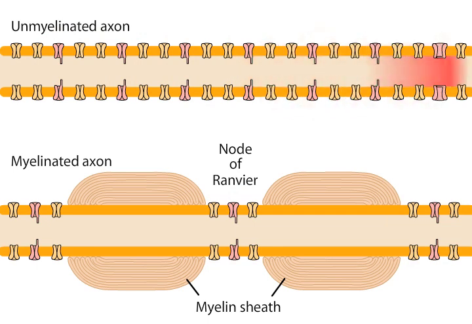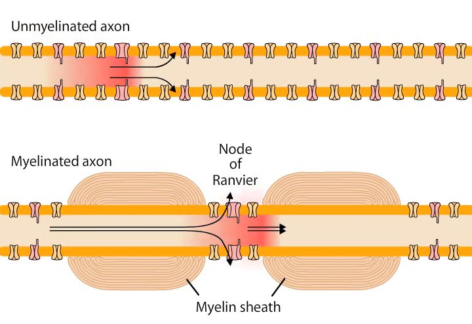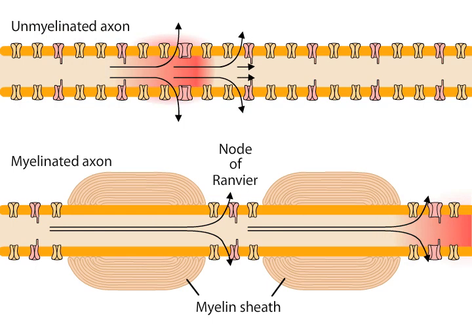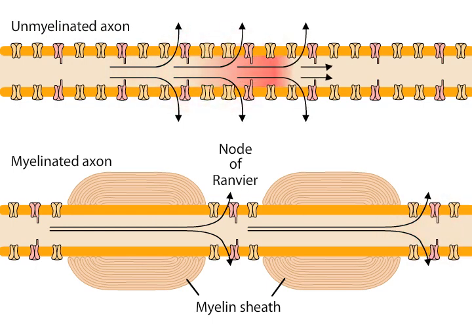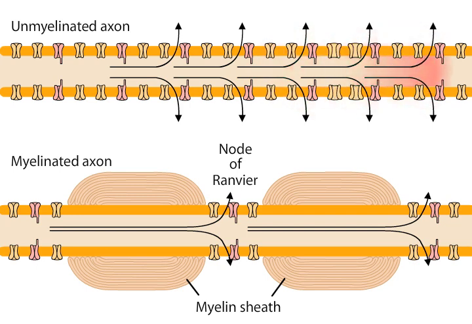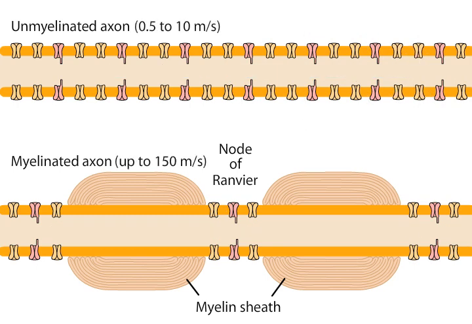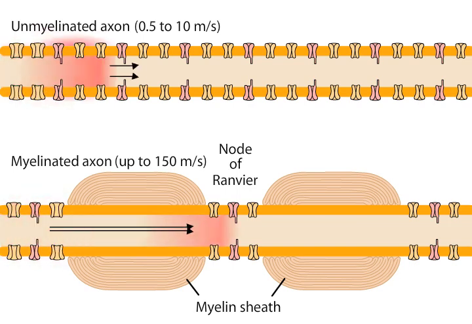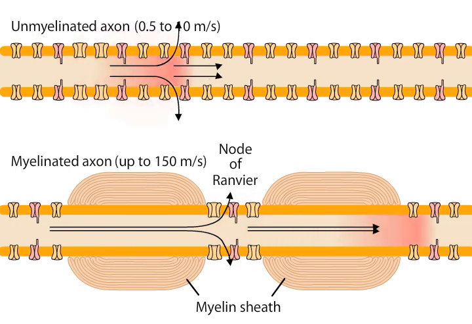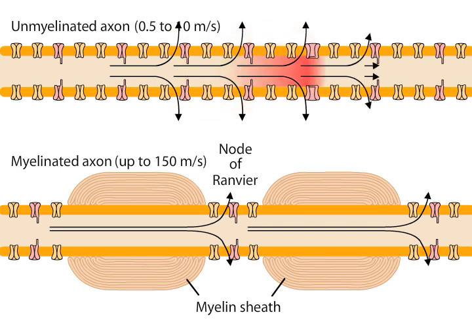length of the axon. Because current flows across the neuronal membrane only at the nodes, this type of propagation is called saltatory, meaning that the action potential jumps from node to node. The result is a greatly enhanced velocity of action potential conduction. For example, whereas unmyelinated axon conduction velocities range from about 0.5 to 10 meters per second, myelinated axons can conduct at velocities of up to 150 meters per second.